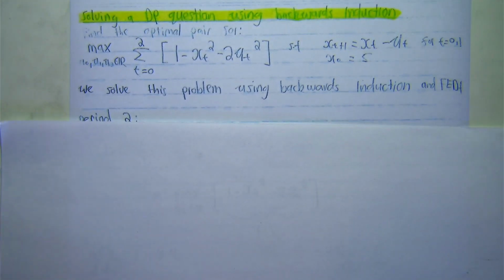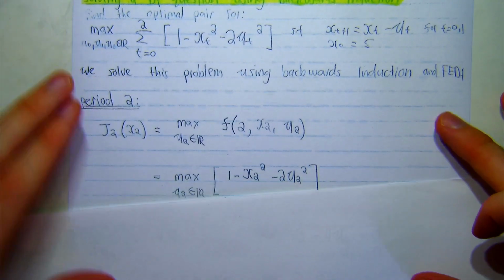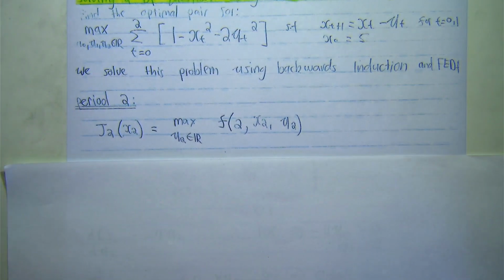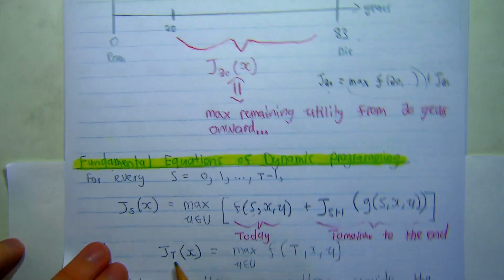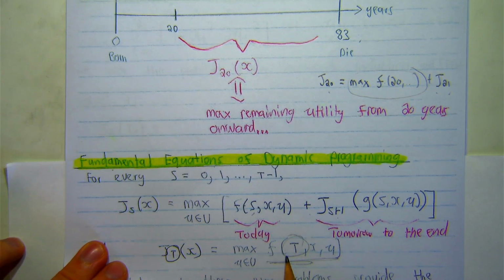Okay, so we solved this by using backwards induction and the fundamental equations of dynamic programming. In period 2, so our final period, this is something I'm not sure if I highlighted before. Our final period, jt, is just equal to the maximum of your small objective function at time t. So there's nothing coming after that time period. So the optimal utility is going to be determined by your decision solely on that period.